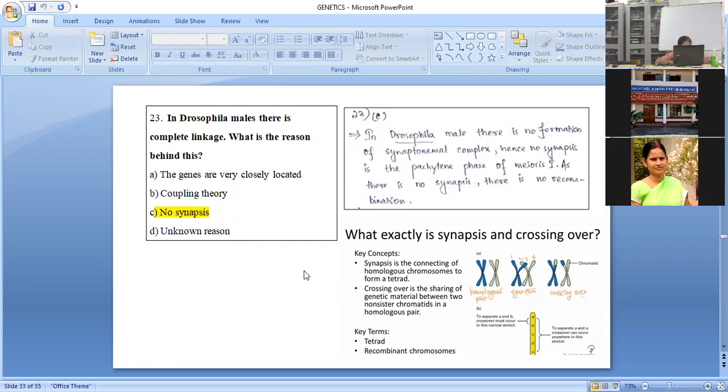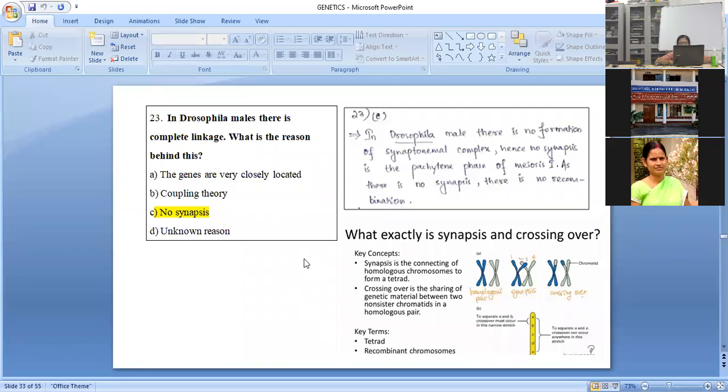Here, if we did not see unknown reason in D and all of the other options were there, then we could put all of the other options. But since there is no such option, and from all the three we have to choose the best one, that is no synapsis. And this we need to teach our students prior to putting this question.